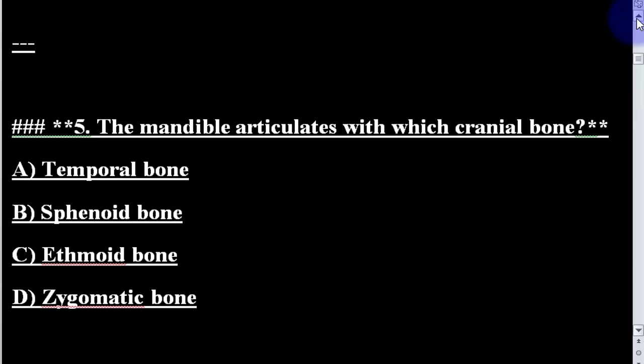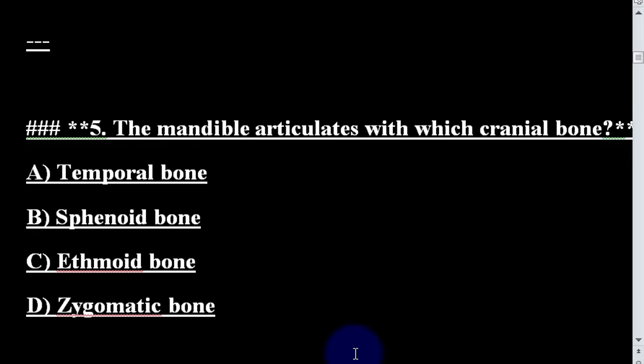The next question is, the mandible articulates with which cranial bone? A, temporal bone, B, the sphenoid bone, C, the ethmoid bone, D, the zygomatic bone. The correct answer here is A, the temporal bone. When we talk about the mandible, we are talking about the jaw. The mandible articulates with the temporal bone at the temporomandibular joint, which allows movement at the level of the jaw.